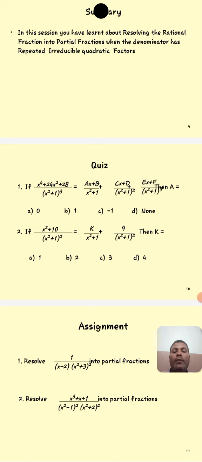In this one the options are available. A is equal to 1 and b is equal to 2 and also c equal to 3 and d equal to 4. What is the suitable answer? We have to find out.